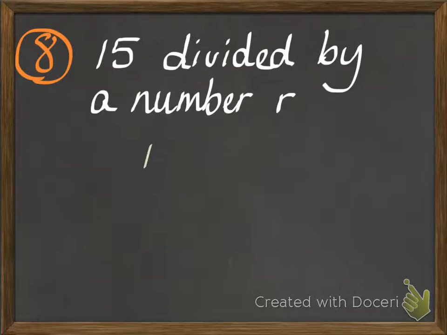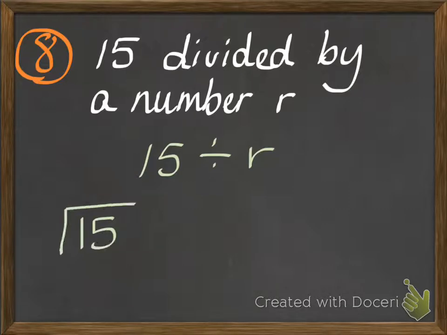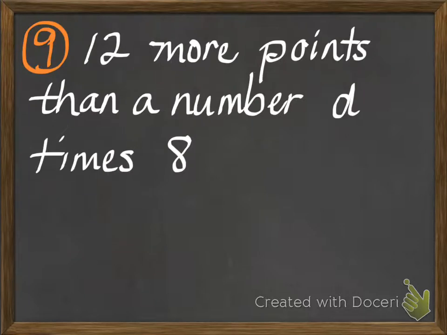Okay, if you said 15 divided by r, you got it right. If you wrote it this way, 15 ÷ r, that could be correct too. If you said 15 over r, like a fraction, that is correct too. Okay, they all mean the same thing. Good job. Number 9. 12 more points than a number d times 8.